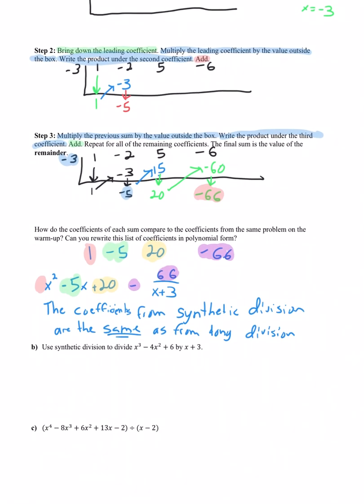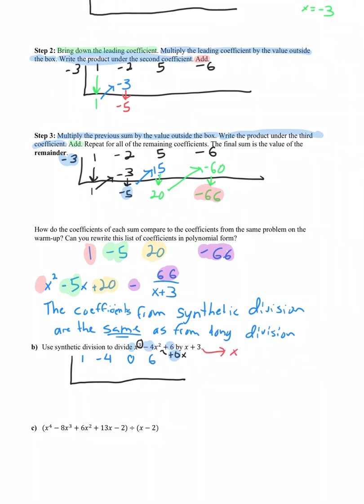Now, part B says, use synthetic division to divide x cubed minus 4x squared plus 6 by x plus 3. So we're going to do this synthetic division again. We'll do some practice here. And I notice this is a third degree polynomial, so there should be 4 terms. There's only 3 terms here, so we're missing a 0x. So when I pull all the coefficients, I want a 1, a negative 4, a 0, and a positive 6.